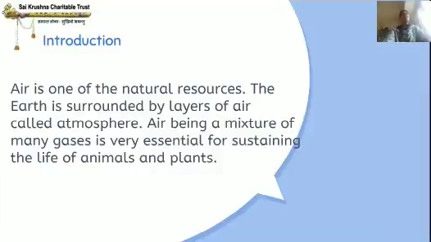Air, being a mixture of many gases, is very essential for sustaining the life of animals and plants. So air is a mixture of many gases, like nitrogen, carbon dioxide, oxygen, etc., which are very important for animals and plants to live.